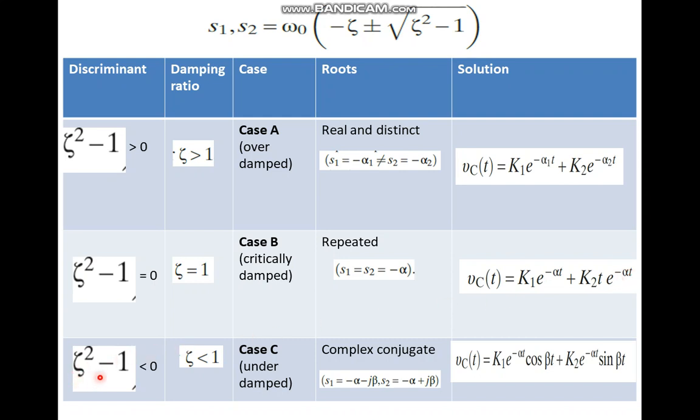In the case when the discriminant zeta squared minus 1 is less than 0, which is possible only when zeta is less than 1, then the roots are complex conjugates of the form minus alpha plus minus j beta, and the response is called an underdamped response. The solution in such a case is of the form k1 e to the power real part times t multiplied by cosine of imaginary part times t plus k2 e to the power real part times t multiplied by sine of imaginary part times t.